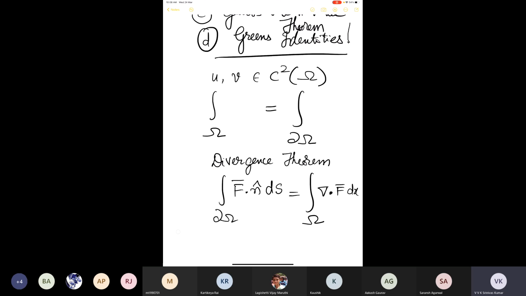Del is our differential operator, del upon del x comma del upon del y in the two-dimensional case. And f bar is any vector field, f1, f2. So we have the right hand side as this, and on the left hand side n cap is the outward unit normal from the boundary of the domain omega.